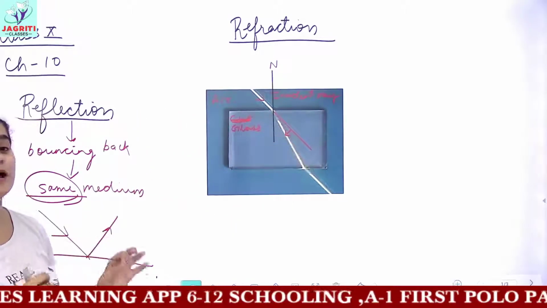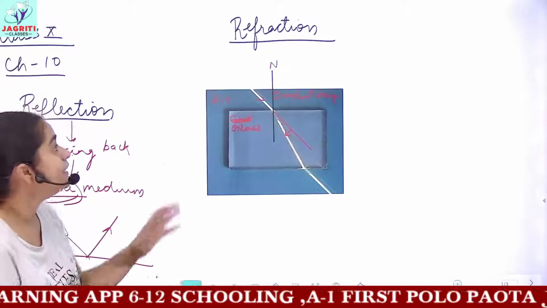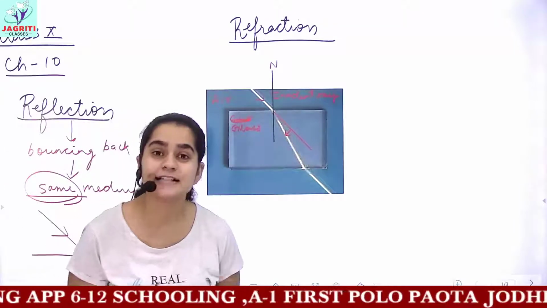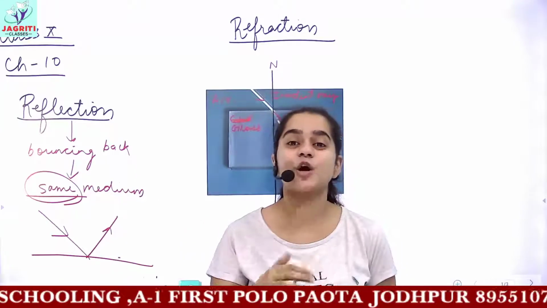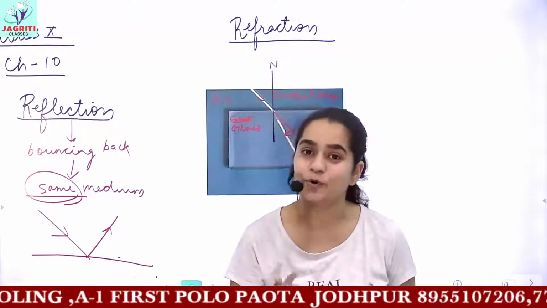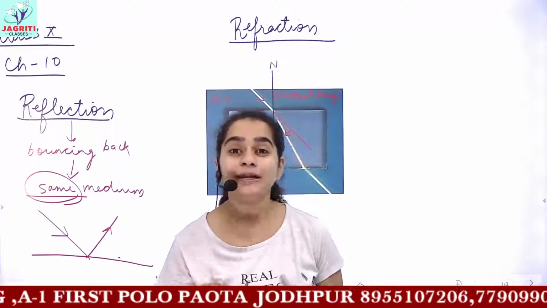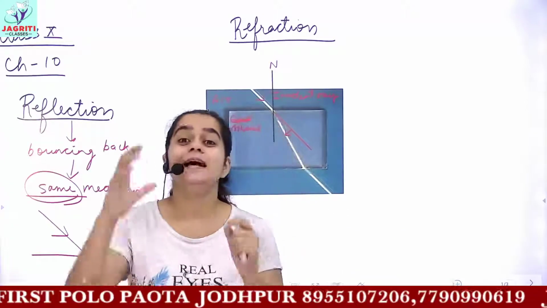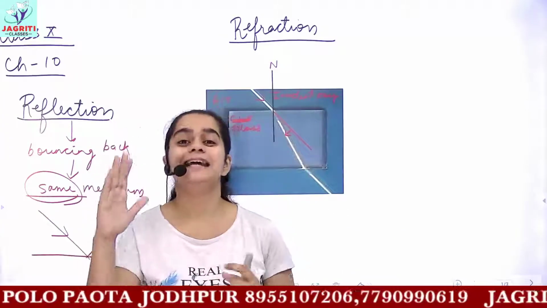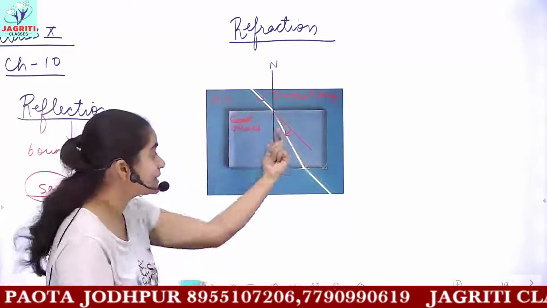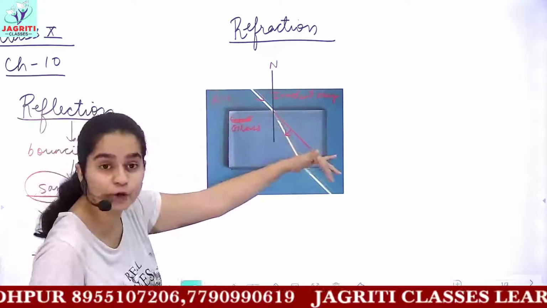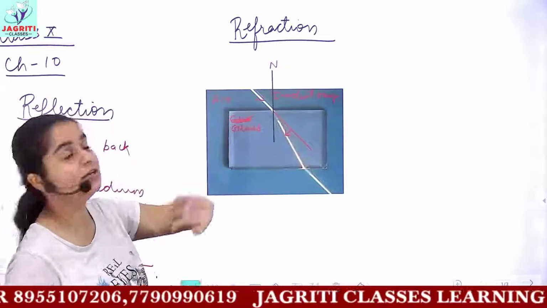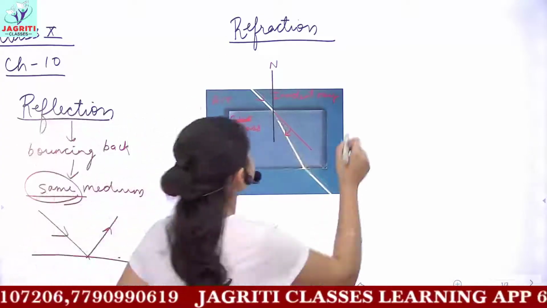So I hope now the topic of refraction is clear. Refraction can be defined as the bending of light when the light ray enters from one medium to the other medium. So a light ray, upon entering another medium from a different medium, gets bent or changes its path. This is the initial path which the incident ray should follow, but it changed its path. So this is called refraction.